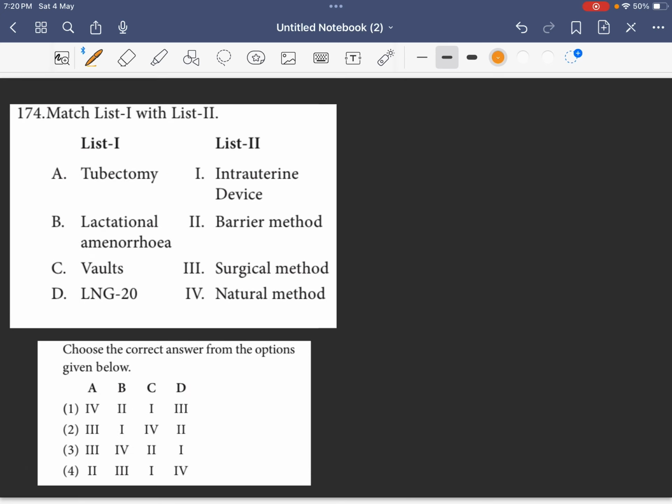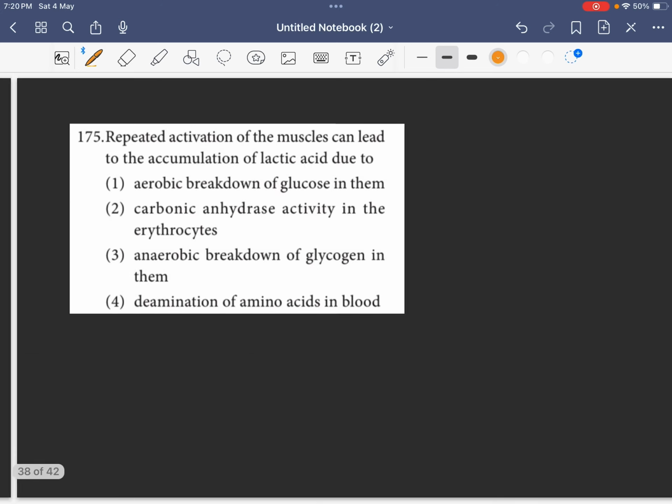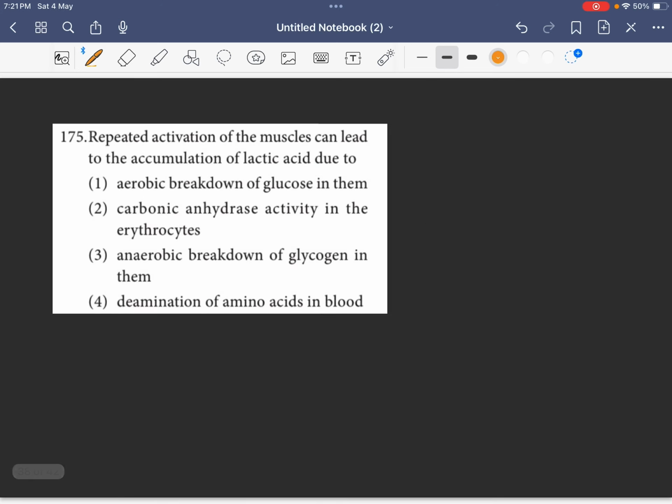Tubectomy, it is a surgical method. Lactational amenorrhea is a natural method. Vault is a barrier method, and intrauterine device is LNG-20. So your option is 1 as your answer. Sorry. Repeated activation of muscle can lead to accumulation of lactic acid. It is a part of anaerobic breakdown of glycogen in them, right? So your answer should be the third one.